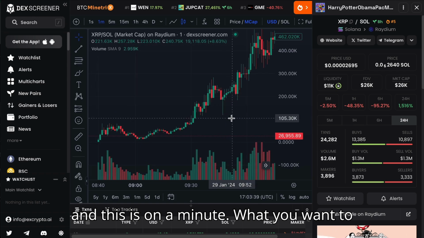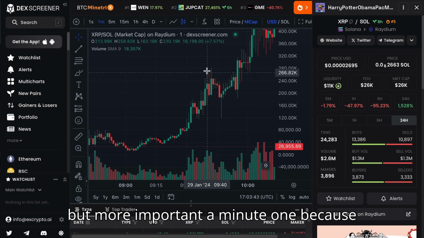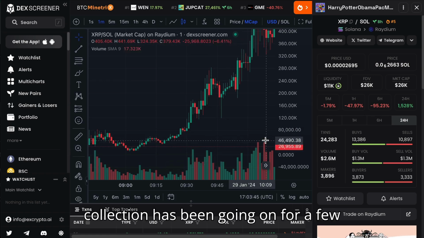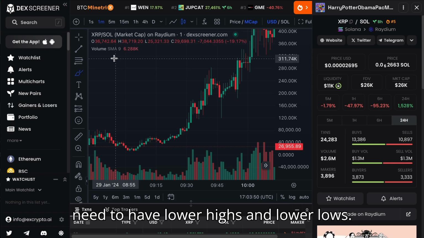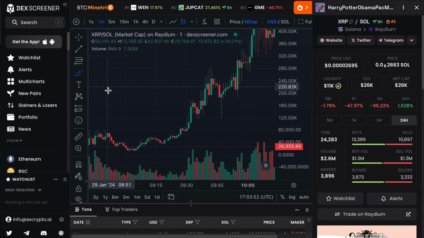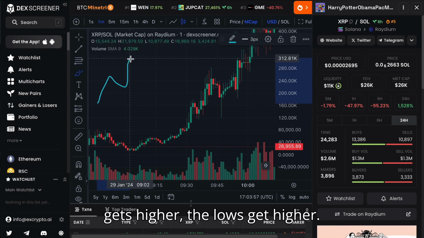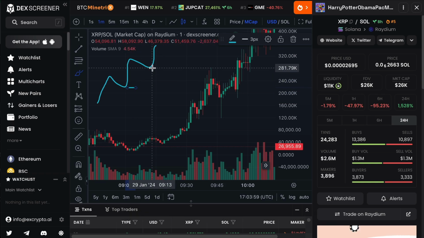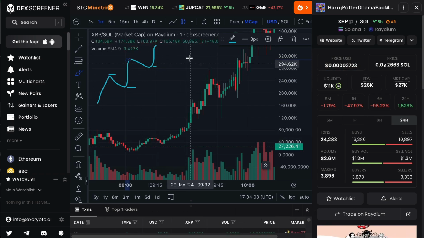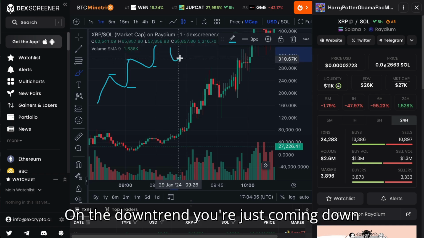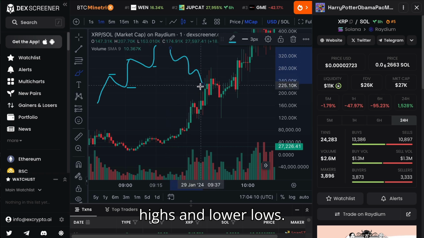And this is on a minute chart. What you want to see is a minute one, even a second one, but more important, a minute one, because you have to zoom out a bit since this collection has been going on for a few hours now. To establish a downtrend, you need to have lower highs and lower lows. In an uptrend, it's a staircase. The high gets higher, the lows get higher. Higher lows, higher highs. On the downtrend, you're just coming down the stairs. Just think of stairs. Lower highs and lower lows.